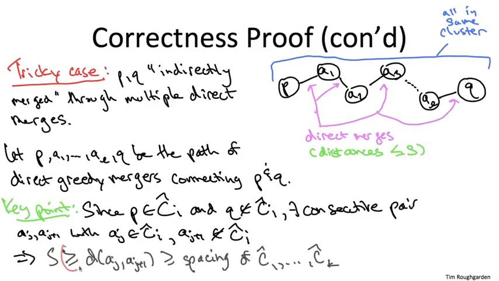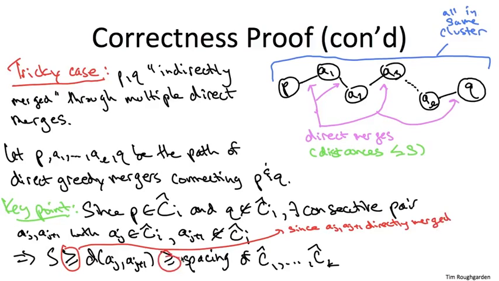Remember that we set up this path to be a path of direct mergers. So in particular, A_J and A_J plus 1 were direct mergers. Therefore, their distance is at most S. And again, by virtue of being direct merges, the distance is at most the spacing of the greedy clustering, and yet as a separated pair by the C hats, it's also an upper bound on the spacing of the C hats. This means the spacing S of our greedy clustering is as good as the competitor. Since the competitor was arbitrary, we're optimal. That completes the proof.